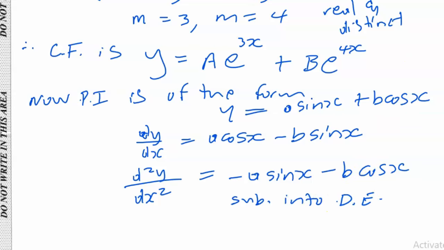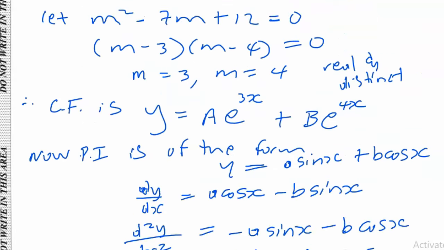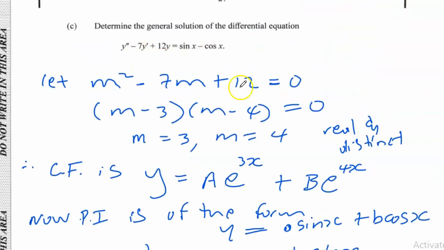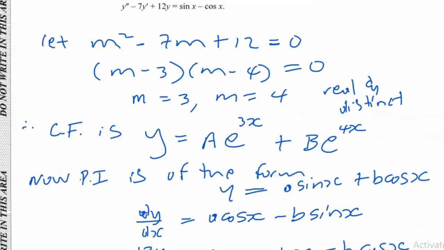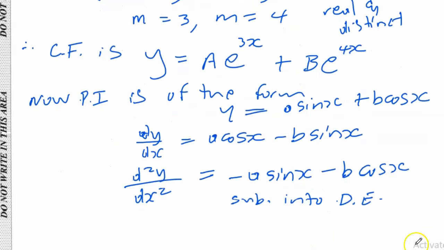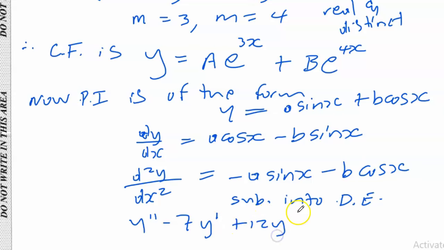Let's remind ourselves what the differential equation was again. Here it is. The second derivative minus 7 times the first derivative plus 12y equals sin x minus cos x.